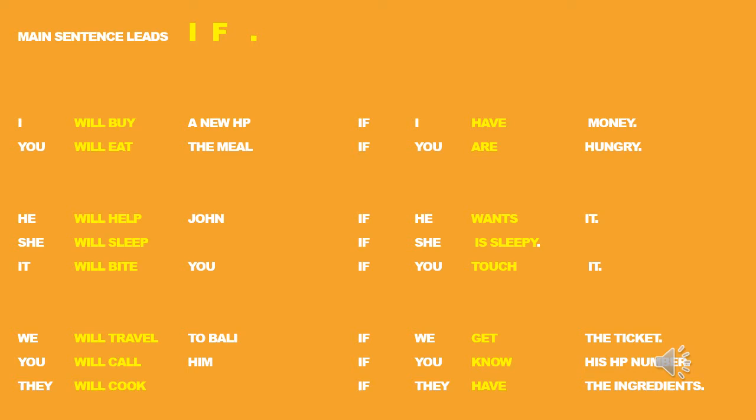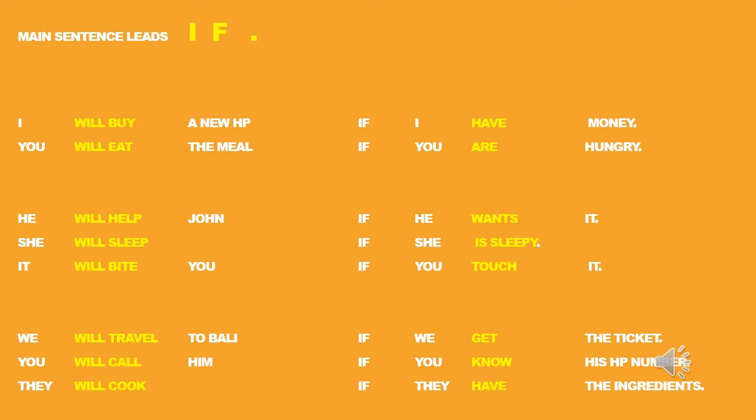So in this sentence, I will buy a new handphone is the mother sentence or main sentence. That's why the title is main sentence lead. Induk kalimat utama memimpin, because it starts with the subject I. If I have money is the subordinate sentence and baby sentence. We call it subordinate or baby sentence because the sentence is started with the conjunction if. Kalimat dimulai dengan anak kalimat if.